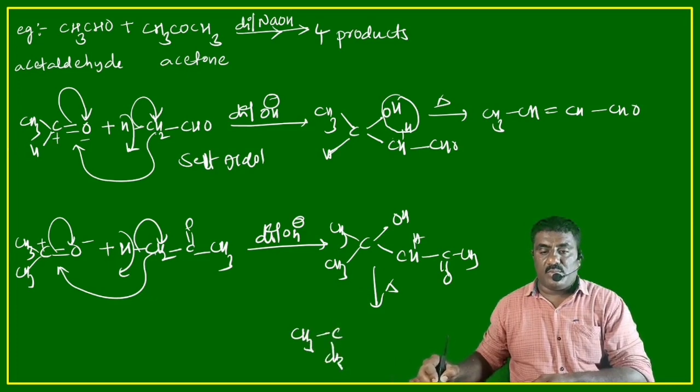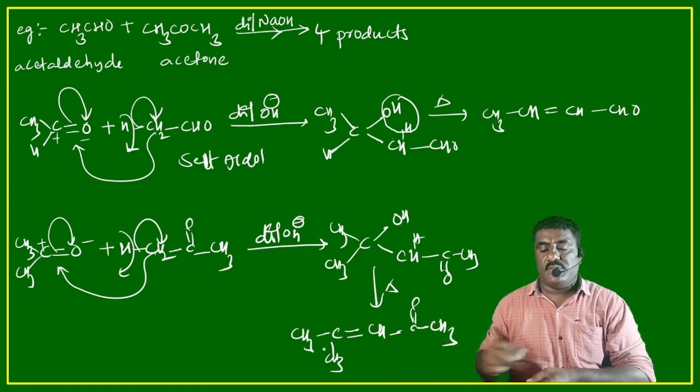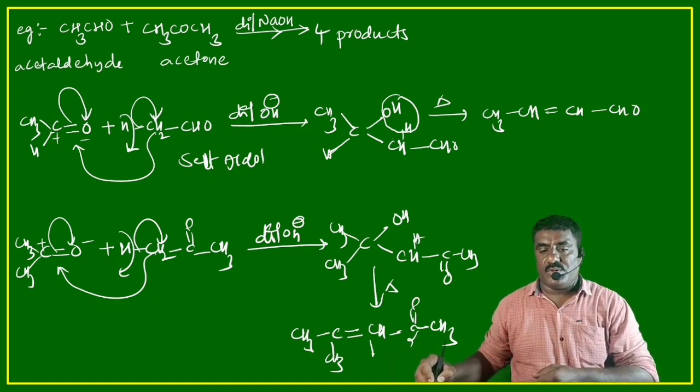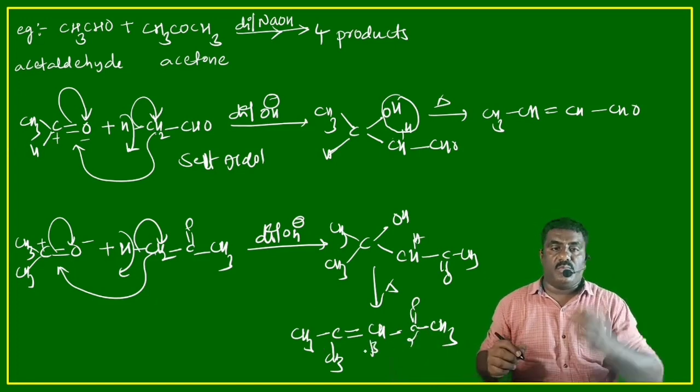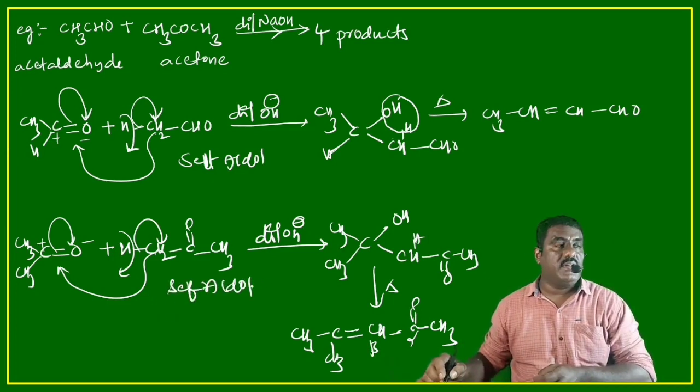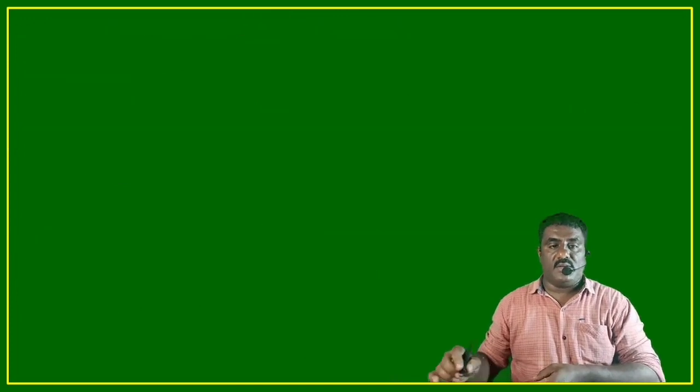So look at the compound CH3 double bond CH, C double bond O CH3. This is the alpha beta unsaturated carbonyl compound. This is the self-aldol product. It is a self-aldol product. Let's take another.